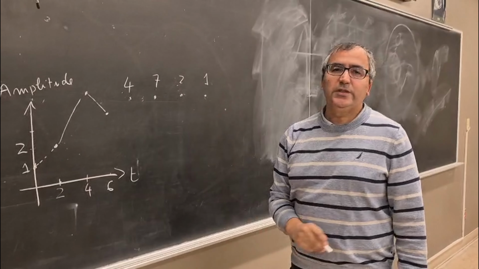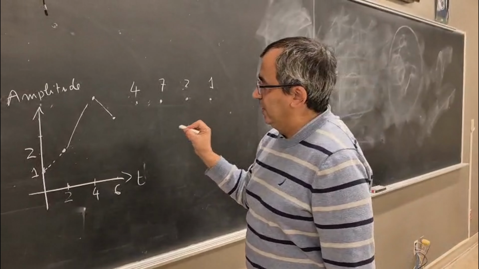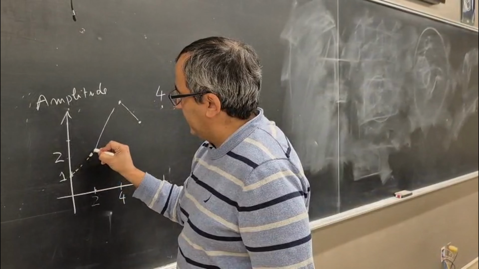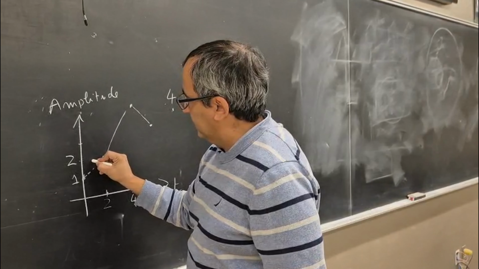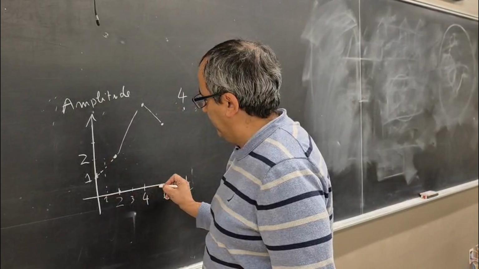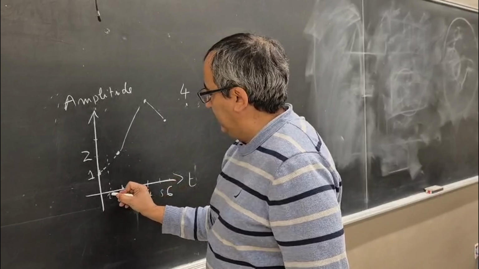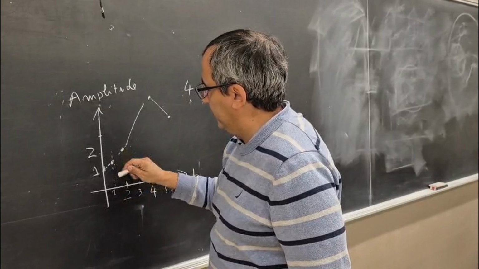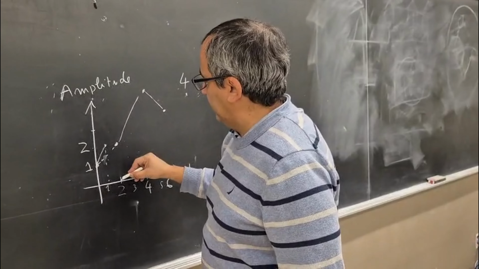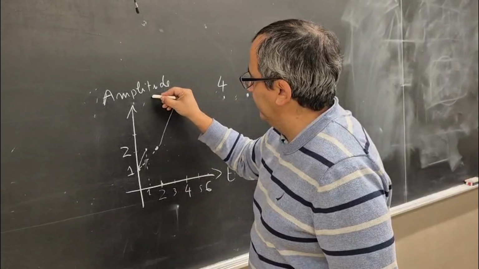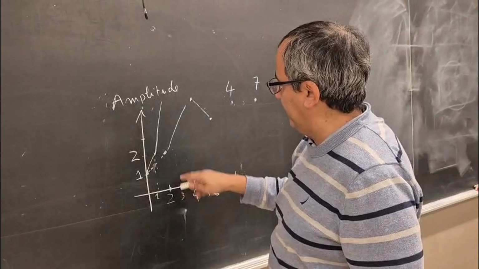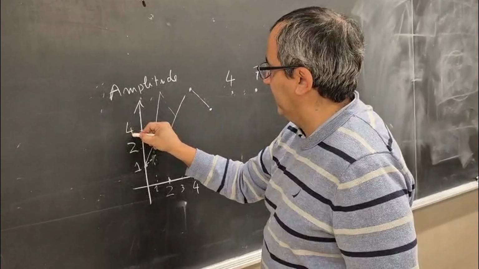Now suppose the observer is moving faster. If it is moving faster, then instead of these points, you will have 1, 2, 3, 4, here 5. So here you will have the 2. At 2 we're going to have the 7, and at 3 we're going to have the number 4 here.